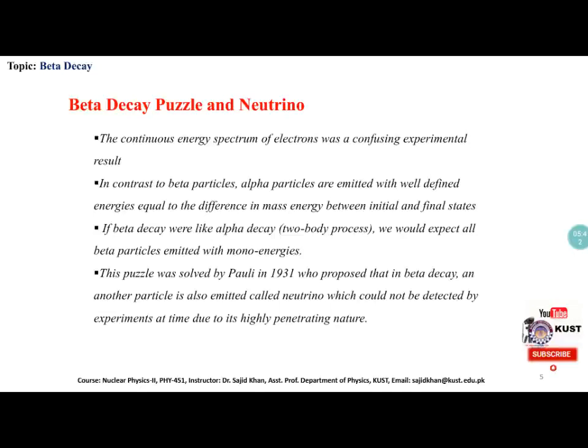So this puzzle was solved by Pauli in 1931, who proposed that this beta decay process is actually a three-body process in which we have an electron or positron, a neutrino or antineutrino, and the daughter nucleus. And the reason why the neutrino could not be detected is due to its high penetrating nature, and it makes the detection of these particles very difficult.